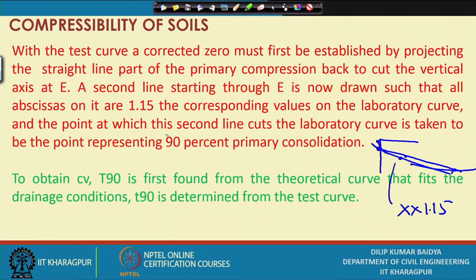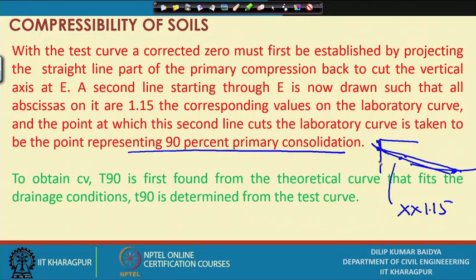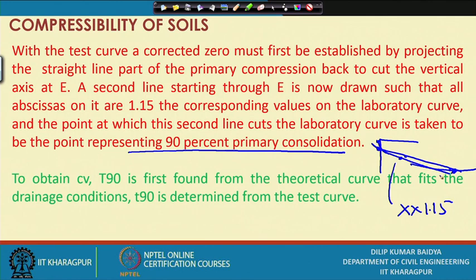The point at which this second line cuts the laboratory curve is taken to be the point representing 90% consolidation. Previously you observed that at 90% this is what happens. Now we are doing it in reverse: we draw the line intersecting the curve, and where it intersects, that we consider as 90% consolidation. So, U90 you are getting.